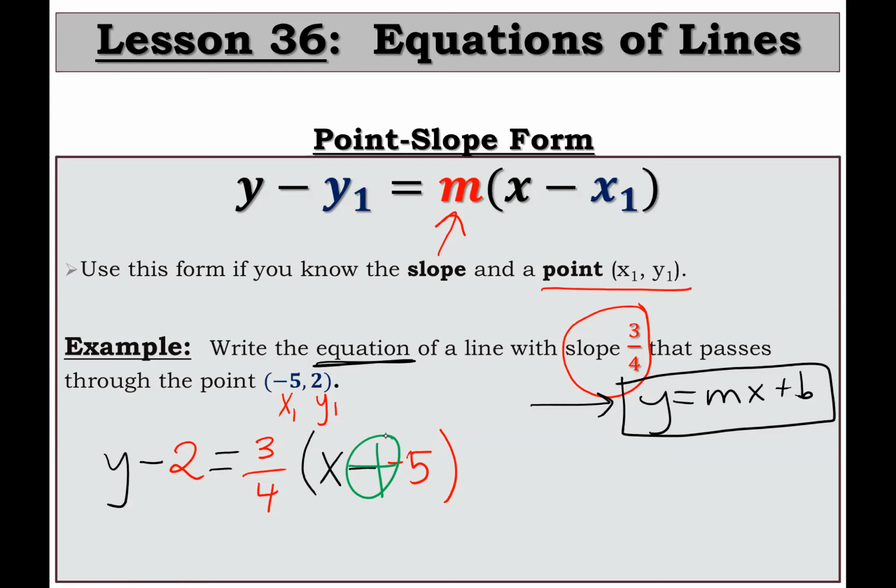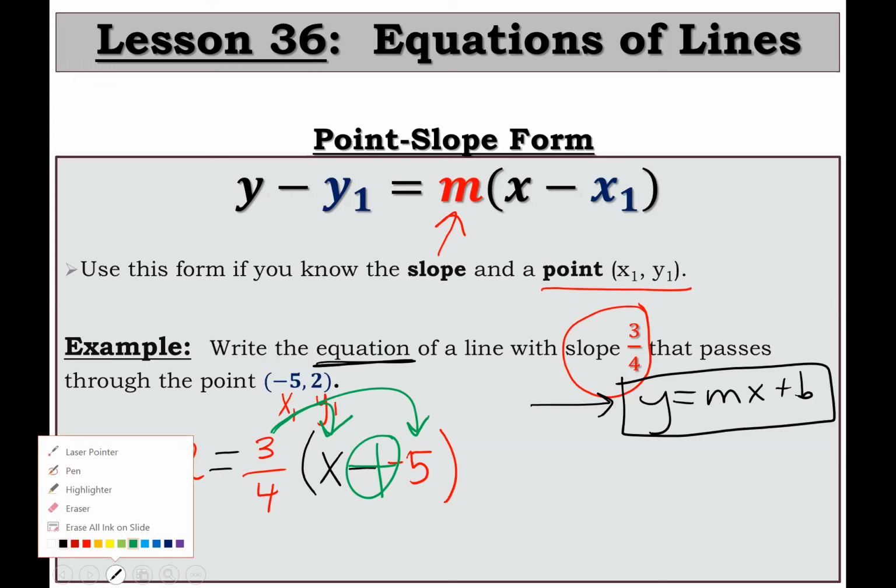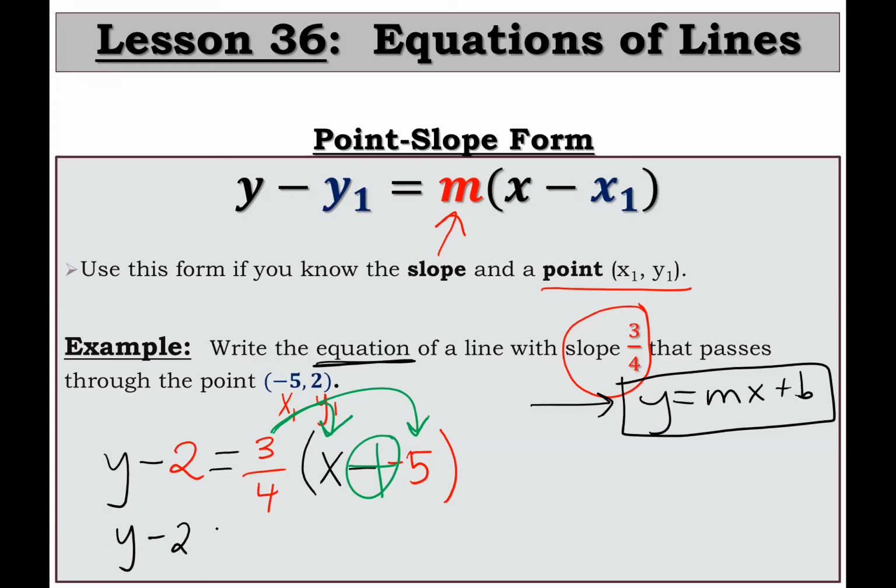All right, so now let's distribute the 3/4. 3/4 times x and then plus 3/4 times 5. Let's rewrite it. y minus 2 equals 3/4 times x is 3/4 x plus 3/4 times 5. If you just put the 5 over 1 and then multiply straight across, you'll get 15, because 3 times 5 is 15, over 4 times 1 is 4. So we have y minus 2 equals 3/4 x plus 15/4.